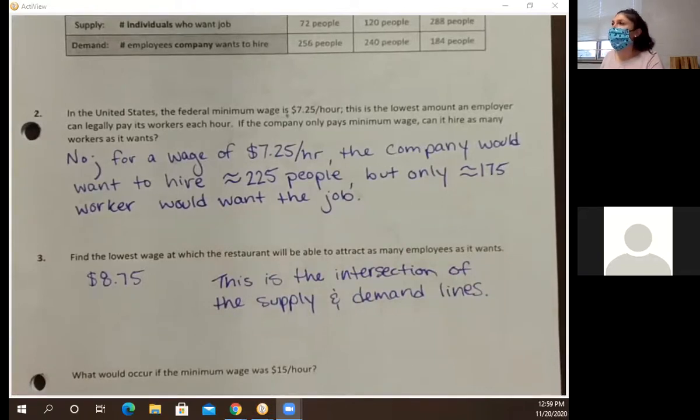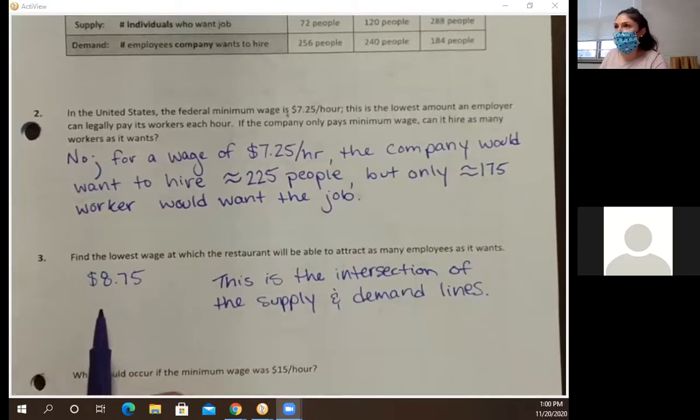That's what I want. Where do those two meet? That's the X value there. That wage is going to be the minimum amount I need to offer per hour to make sure I can hire as many employees as I want to. So this is the minimum wage where I'll be able to hire as many people as I want to.